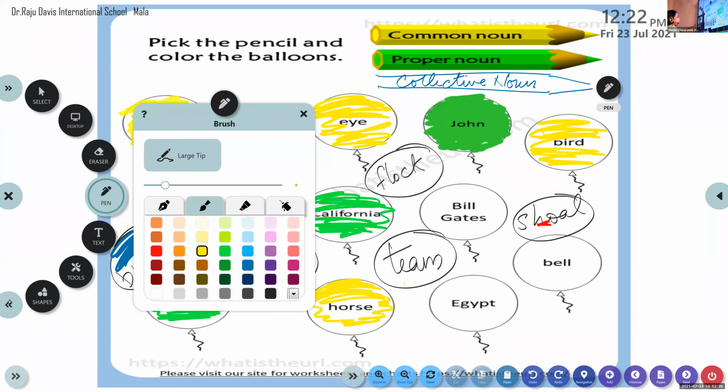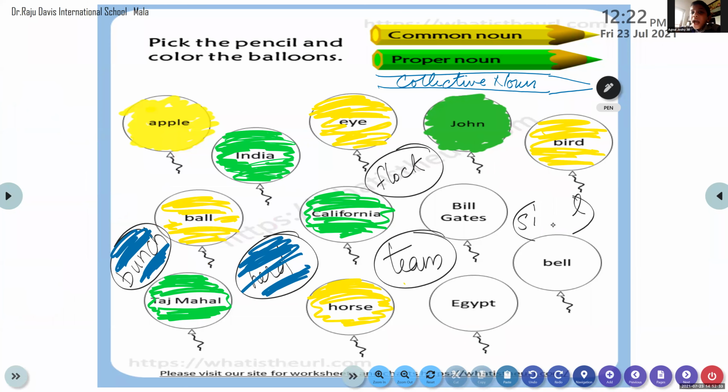We have learnt only a few collective nouns. When you look at the words, you're not able to identify what they are. Agnel, you're not there? I am there. What noun is it, team? Why are you taking such a lot of time to answer the question? What kind of noun is it? Whether it's common noun, proper noun, or collective noun.